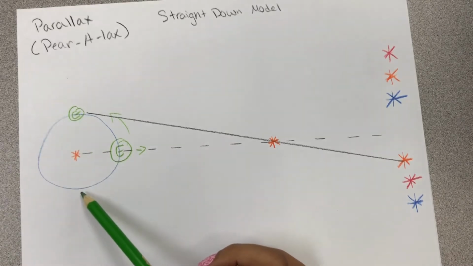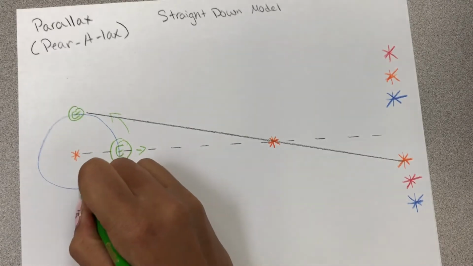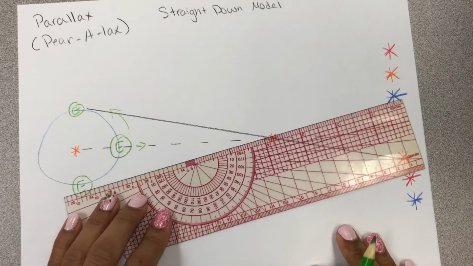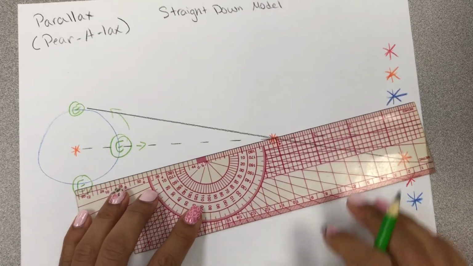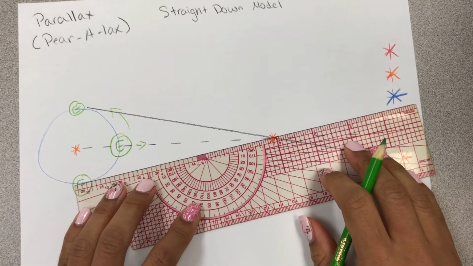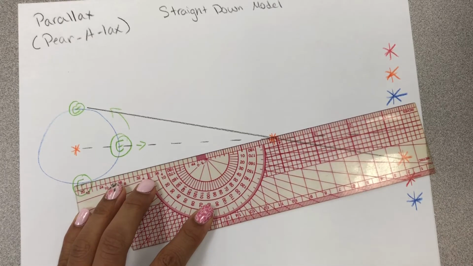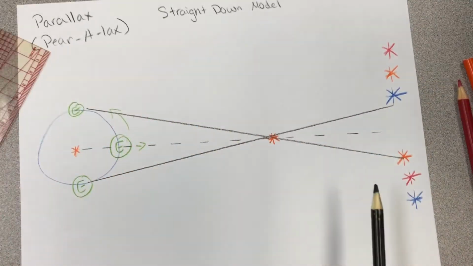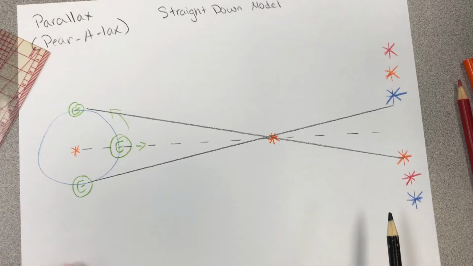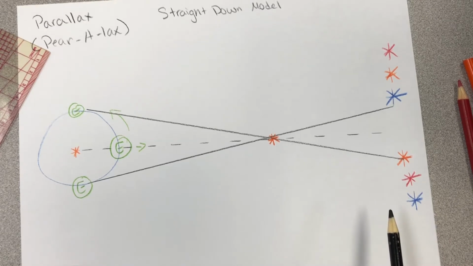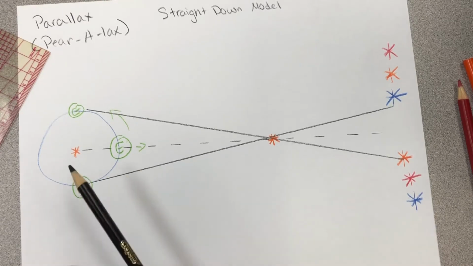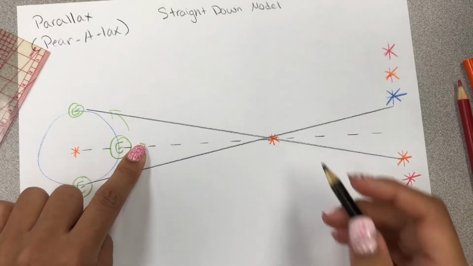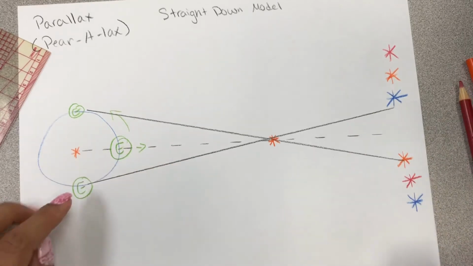6 months later from this point, so let's put Earth on the other side. We are now going to look at the same star here, and our perspective will have changed. Something like that. And if we were to look at this, okay, so this is a straight down model. From this perspective, so looking at it straight on.